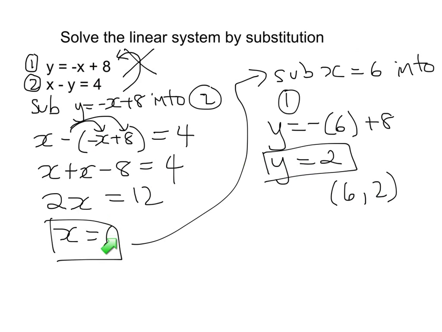Let's try the other one. 6 minus y, which is 2, so 6 minus 2 is equal to 4. So that's right. We've got the left side equal to the right side. That is how we know that we are correct. So great job on the first example. Let's go on to the next one.